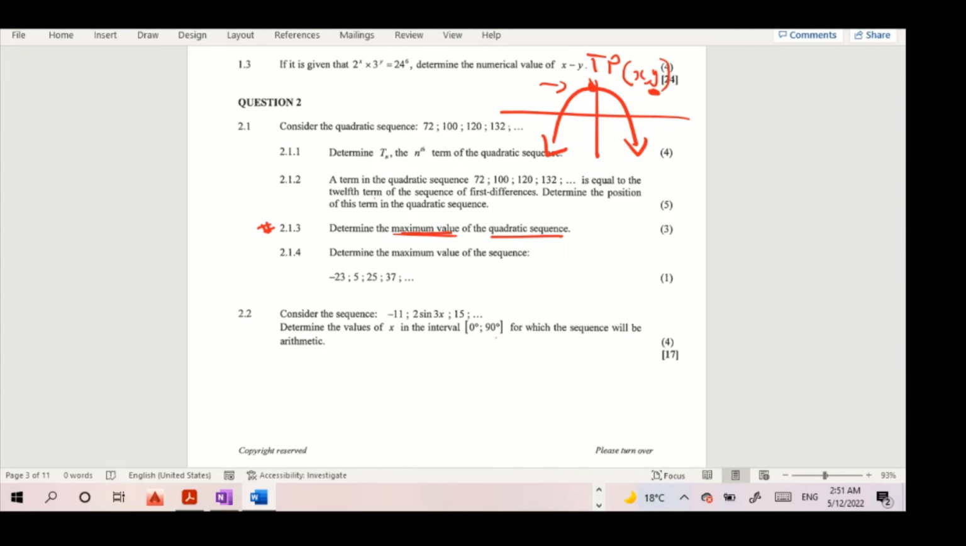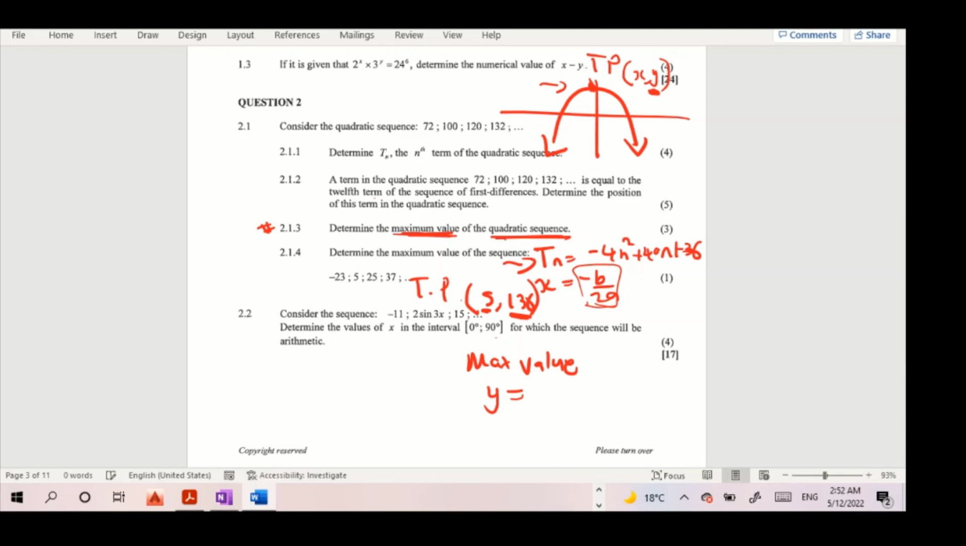So in this case, to determine the maximum value of the quadratic sequence, we need to use the equation of a quadratic sequence, minus 4n squared plus 40n plus 36, and then we find the turning point, using this formula, x equals minus b over 2a, and then you substitute the answer you find here inside this original equation. So your turning point, you'll definitely find it using this equation, and it will be 5 and 136. So the maximum value, looking at this 5 and 136, is the y value, which equals 136. So that is your point of maximum of the graph.